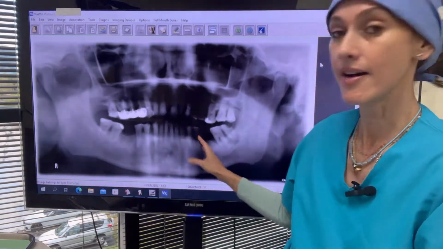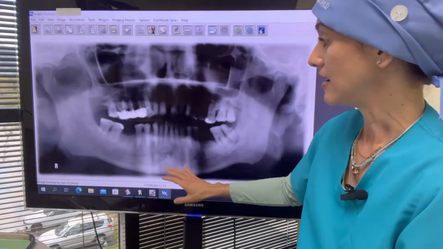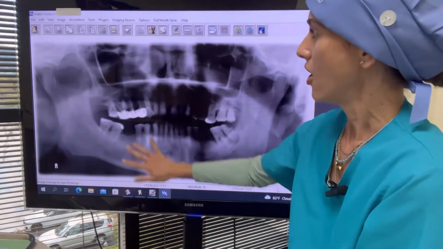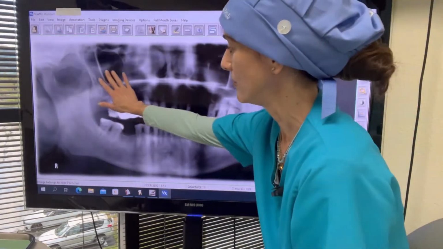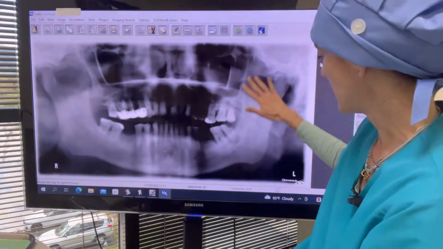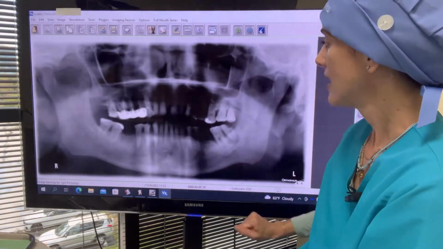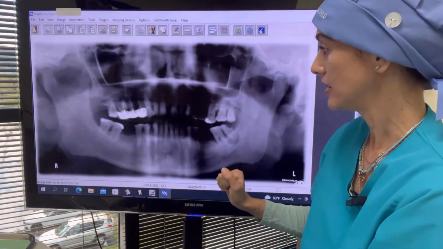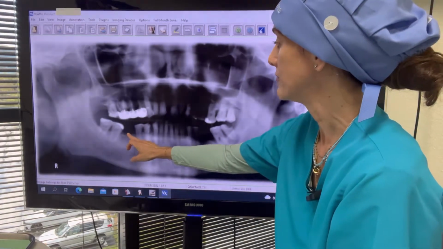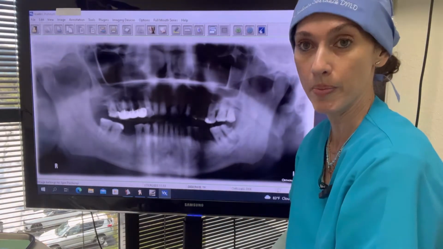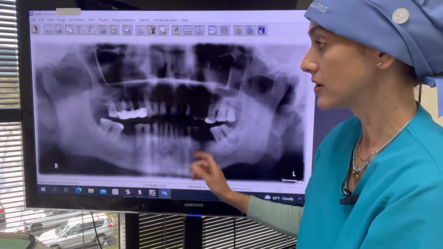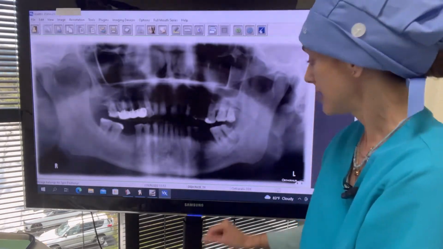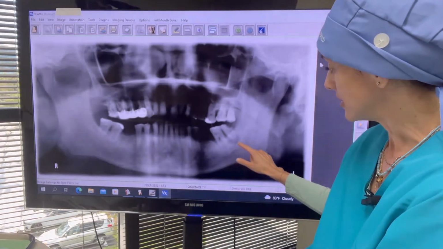So here we have a patient. Before anything, on an x-ray, here we have the right side and here we have the left side. In this patient, what do we see? This is a panoramic x-ray. We see that the patient is missing 2 teeth on the bottom. And what else strikes us is this abscess here.